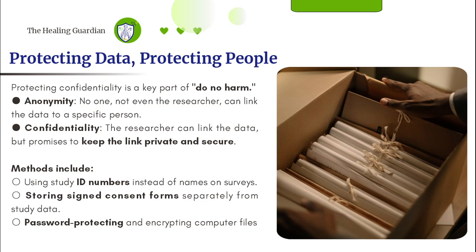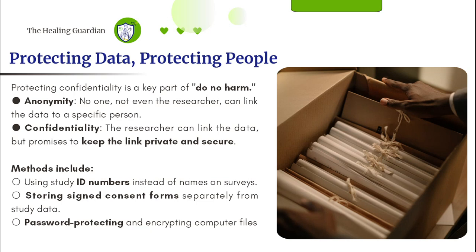So, the methods we use for protecting people and data. Number one is using ID numbers instead of names on surveys. Instead of writing people's names, you can use their ID numbers. You store the signed consent forms separately from the study data, because the signed consent forms include the details of the people. So you keep them separate from the data you collected, for confidentiality. Then, password protecting and encrypting computer files, if your data is in digital format.